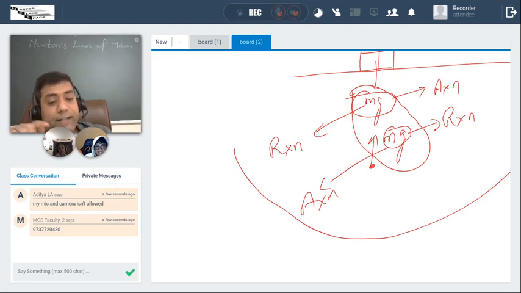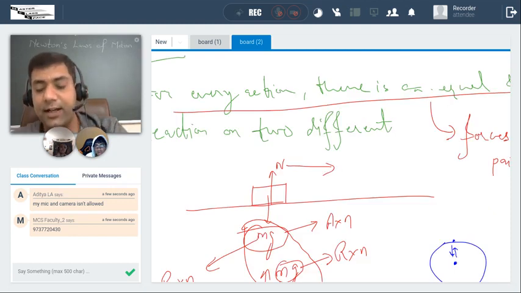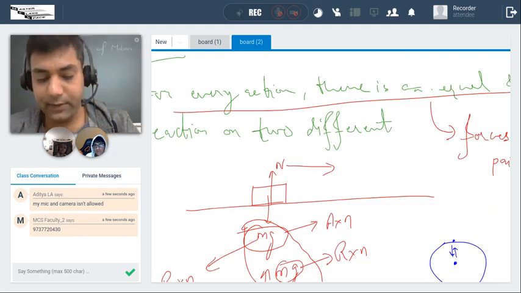Many of the students make this mistake, that N and mg are an action-reaction pair. My dear friends, they are not the action-reaction pair. Understand one thing very deeply. N is coming into the picture. N is normal reaction, which is basically a resistance to the penetration. What did I say? Resistance to the penetration. Now, what is this resistance to the penetration? I'll write it down for you guys. Okay, what is it?